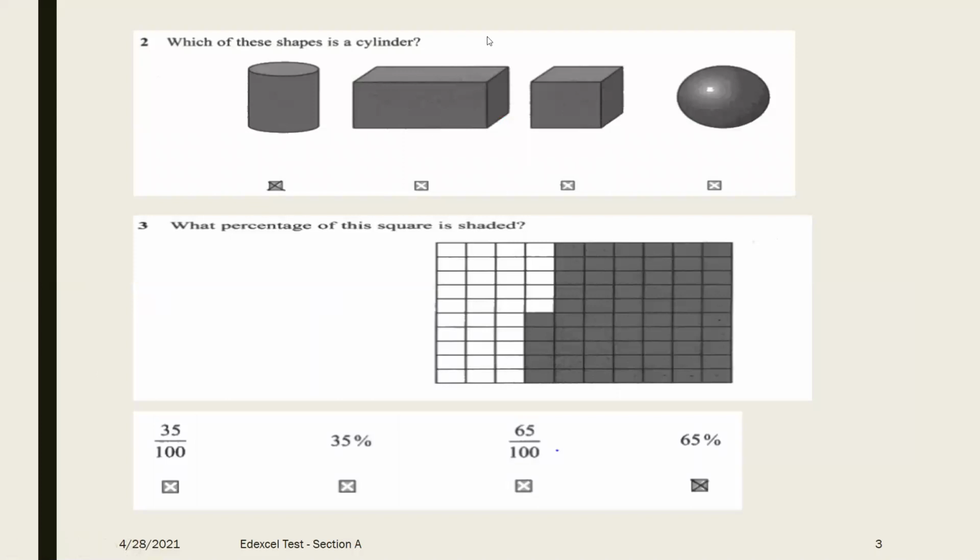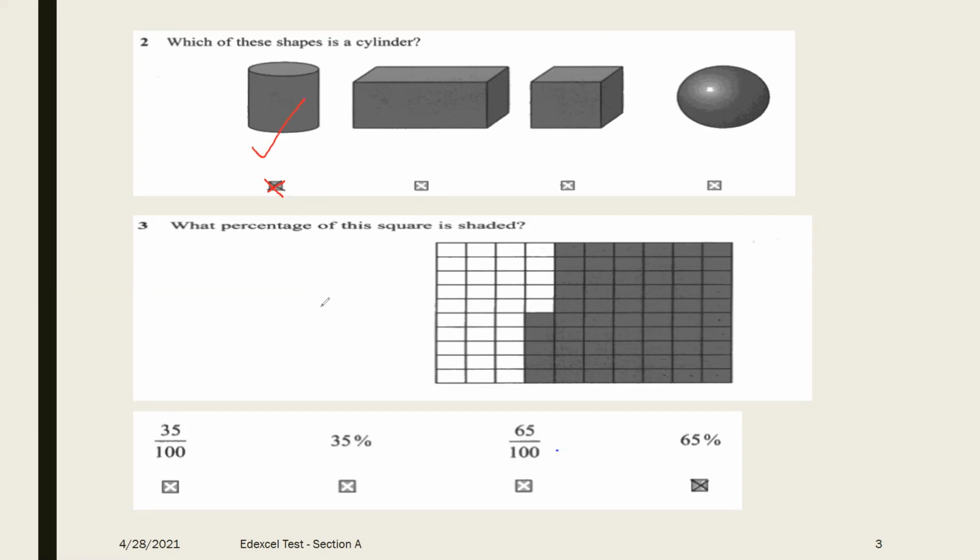This is my second question. The second question is, which of these shapes is a cylinder? If you take the first shape, we know this is the cylinder. The second shape is a cuboid. This is a cube and this is the sphere. So easily you can identify the cylinder. So according to this question, the correct answer is the first one. So you have to put a cross. This is the correct answer.